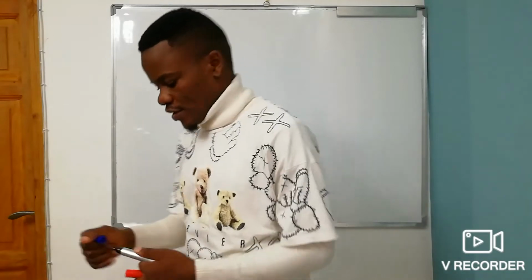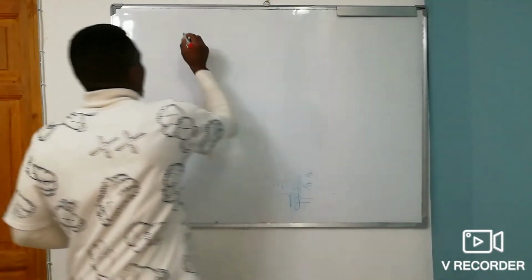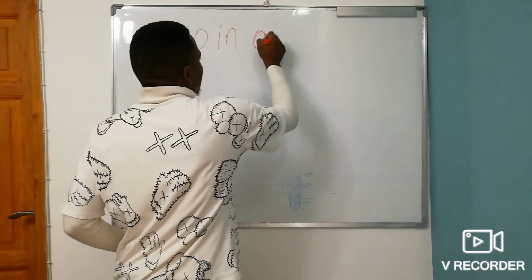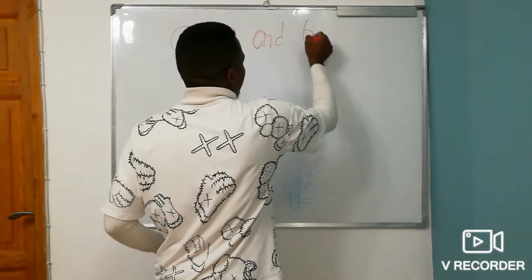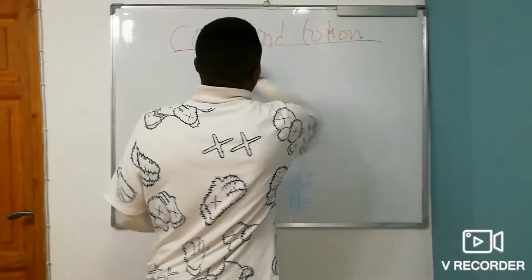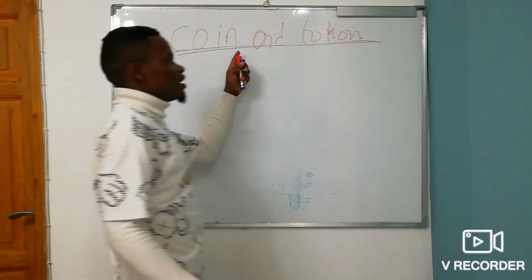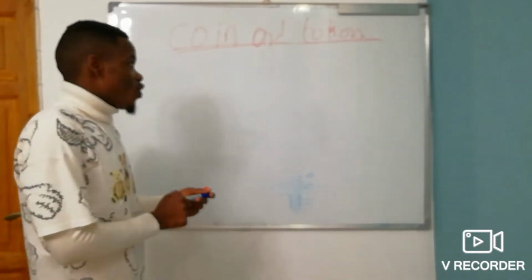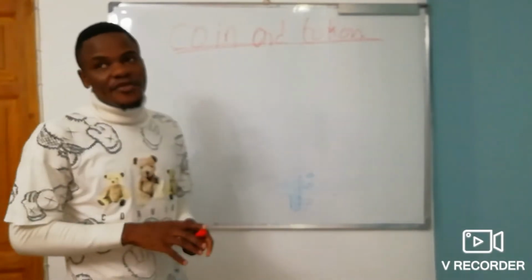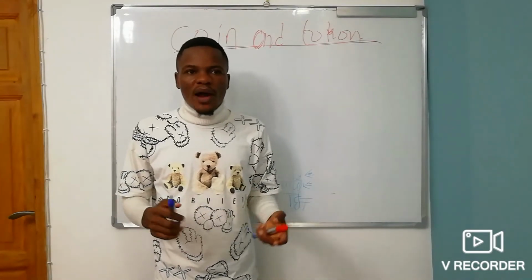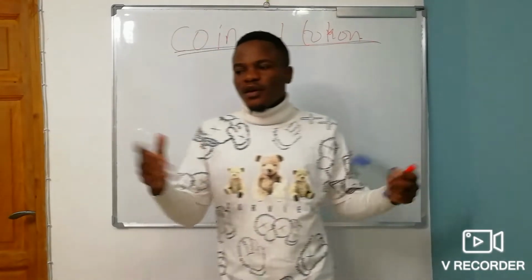Okay. Today we'll be talking about something very important: the difference between a coin and a token, right? This is very important as far as cryptocurrency is concerned. Remember in our last class we talked about blockchain.